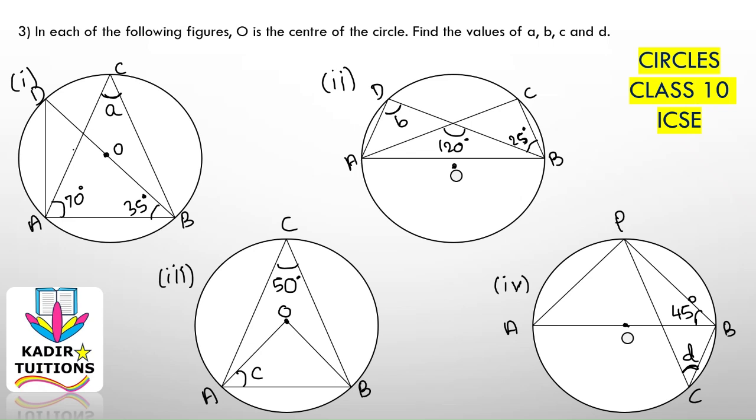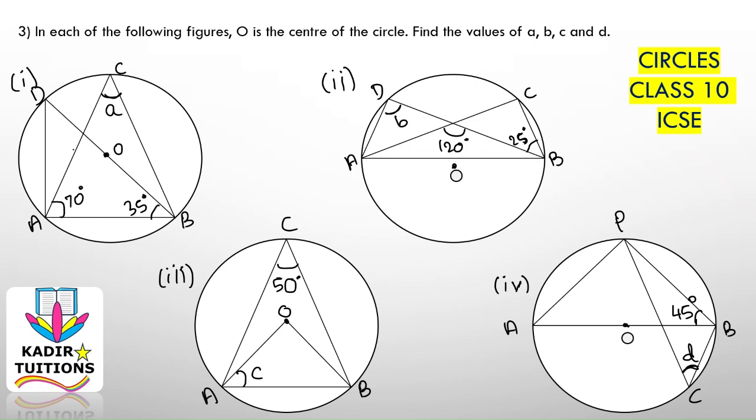Hello everyone. In this question, we have four different problems, and in each problem, they have asked you to find the value of A, B, C, D, which has been specified in small letter. So we'll move on to the first question. By seeing this question, I am getting two properties.